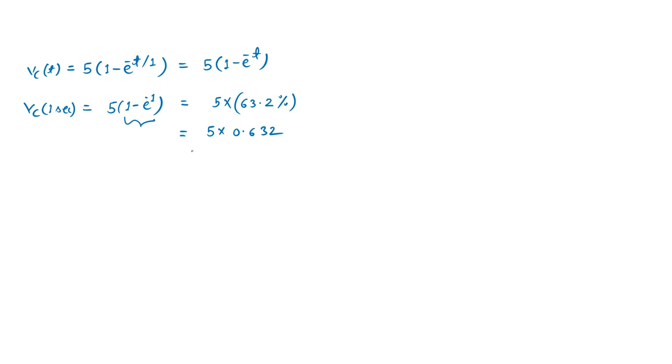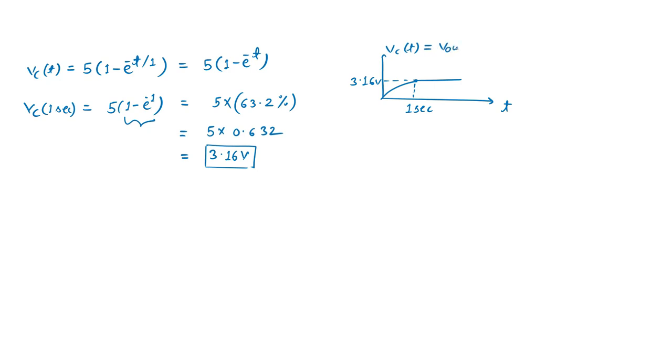So this is the value at t equal to tau, or t equal to 1 second, which comes to be 3.16 volt. My capacitor is charged to this value, and after that it holds the value. This is my 1 second, and up to this time my value reached 3.16 volt, which is held forever, because there is no discharging path for the capacitor voltage.